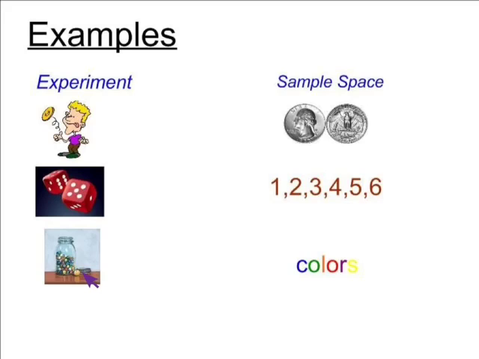And then in this example, we have a jar of marbles. They're colored marbles, so you could determine the probability of drawing a specific color depending on what is in the jar. It could be anywhere from blue to yellow. All the colors that are represented in the jar. Your colors are your outcomes or your sample space.